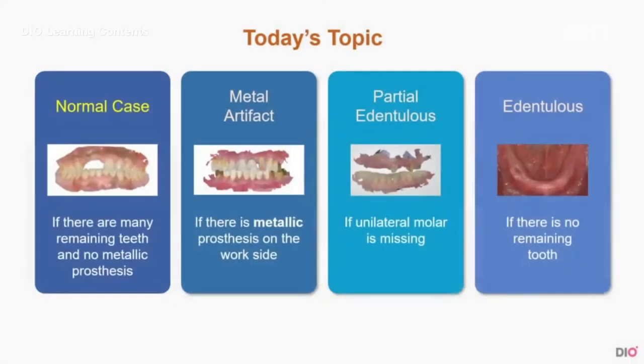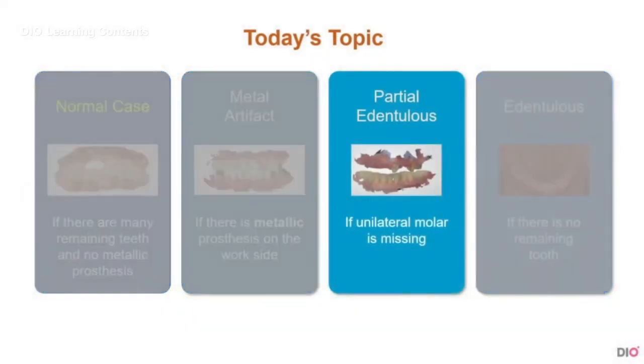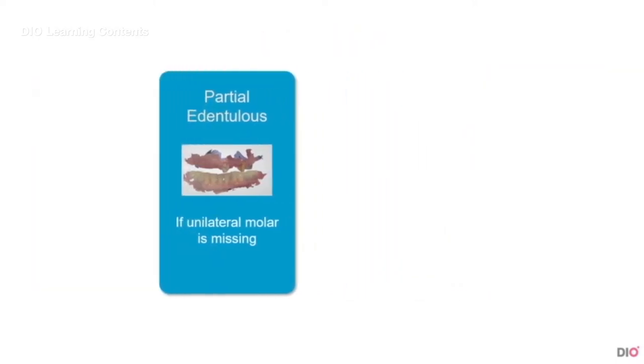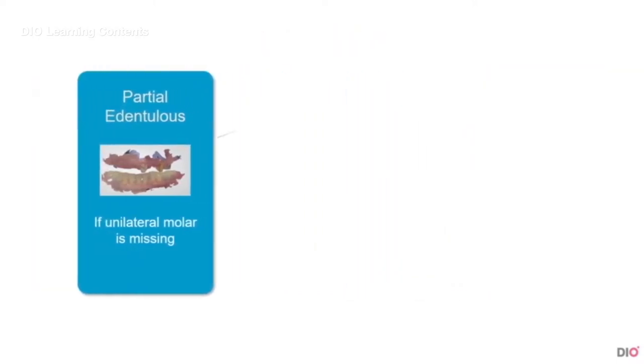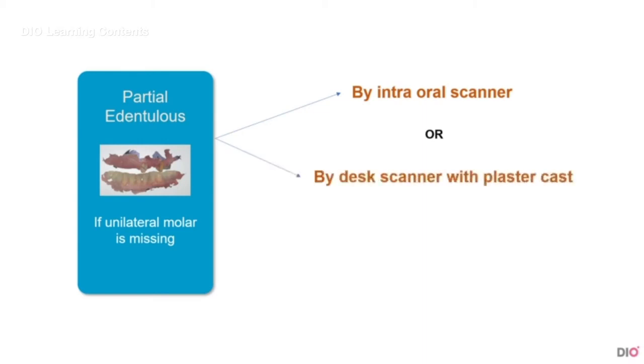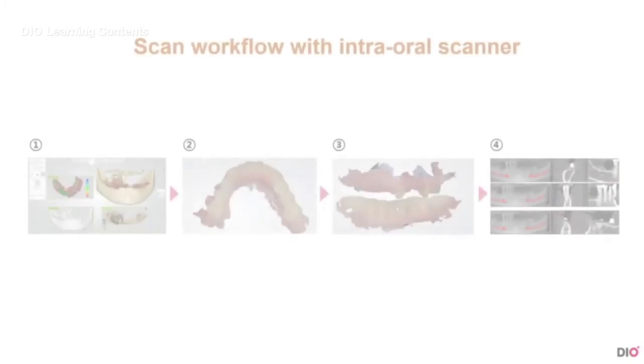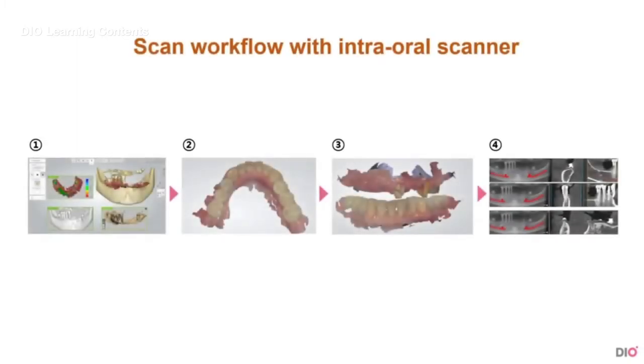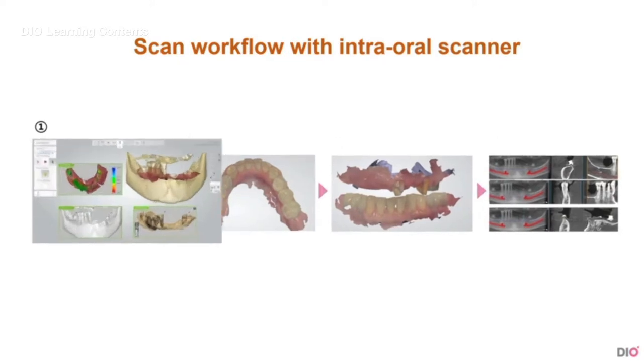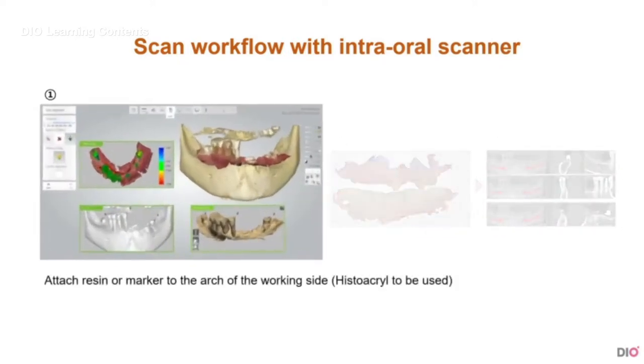Of the four cases, today we will learn about the partial edentulous case. Partial edentulous case is also divided into two cases. Both require marker or resin attachment. This is a scan method when there is an oral scanner in the clinic. Let's look at it slowly one by one.